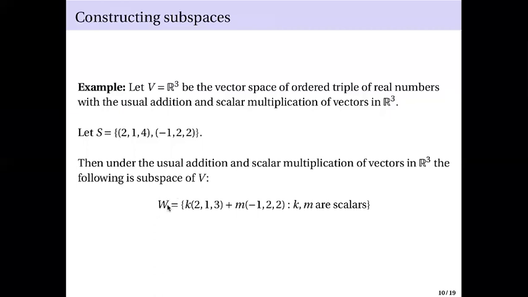Then we collect W, all possible linear combinations of these. Sorry, this one should be 4 here. So the theorem tells us this W is a subspace of V. It's a subspace of V.